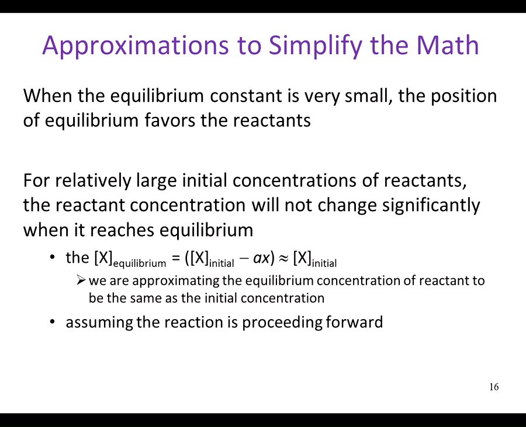But when you do want to use the approximation: when the equilibrium constant is very small, the position favors the reactants. When it favors reactants, it's not going to produce very much product. So that change in x is going to be very small. And if x is a teeny tiny number, it's going to make very little difference in the initial concentration. So what we can assume then is that the equilibrium concentration is approximately the same as the initial concentration, assuming the reaction is proceeding in the forward direction.